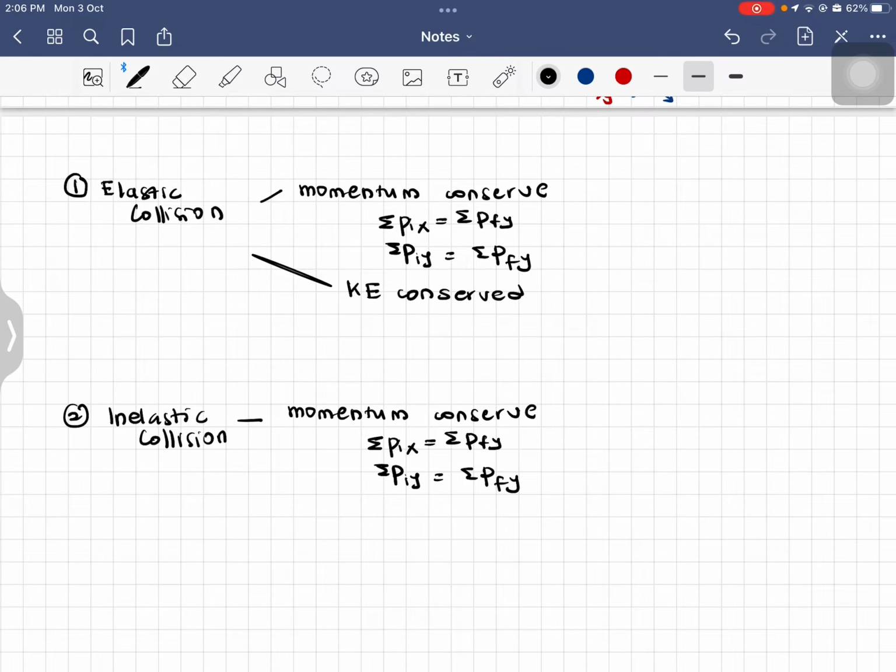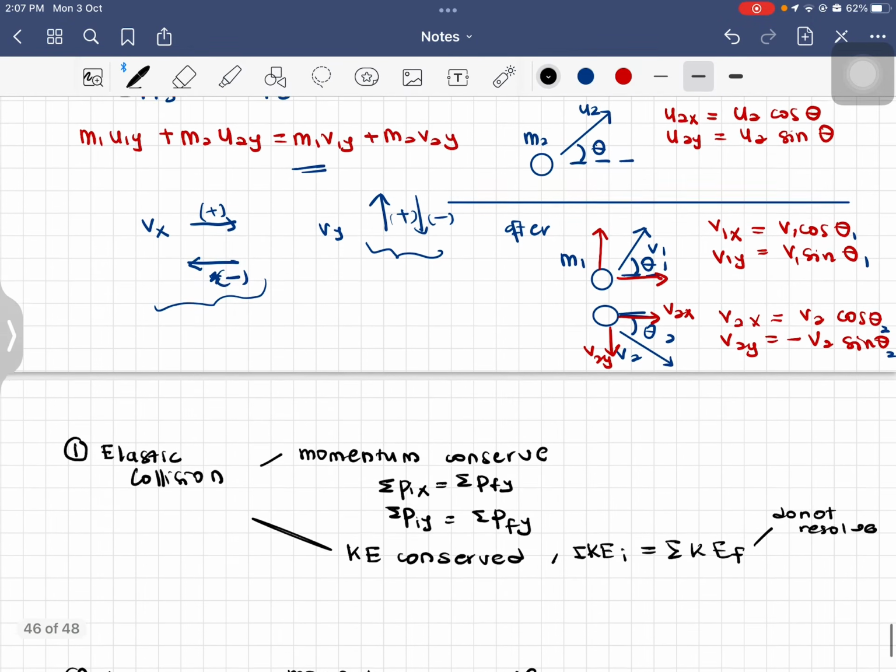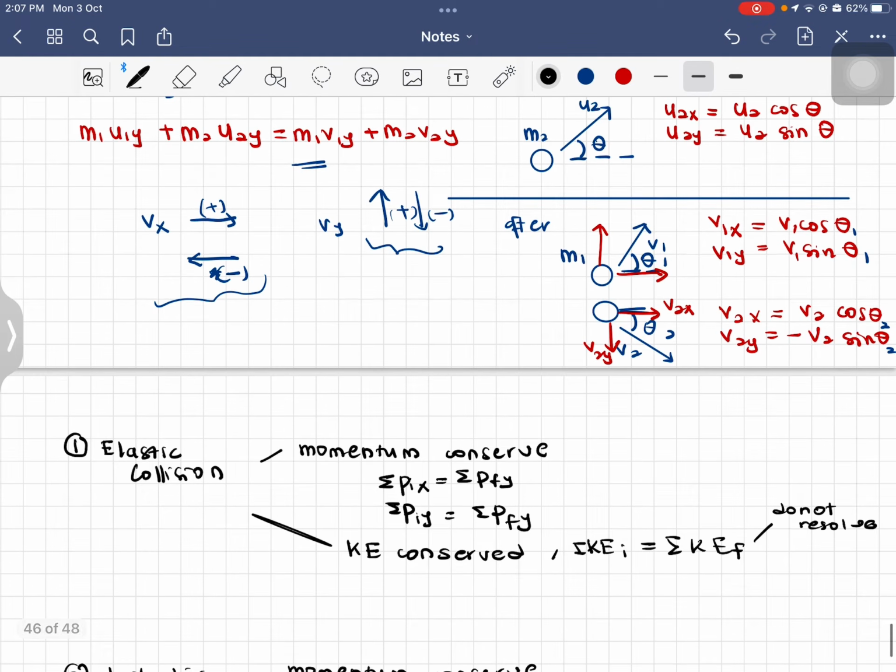Showing that the total kinetic energy initial will be equal to the total kinetic energy final. So for this one, do not resolve. Why not resolve? Because kinetic energy is a scalar. So no need to resolve. For this situation, or any situation, your equation of conservation of kinetic energy will look like this.